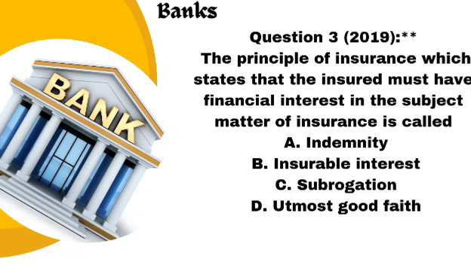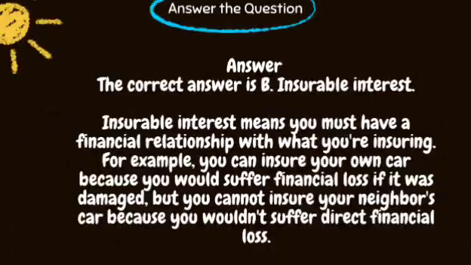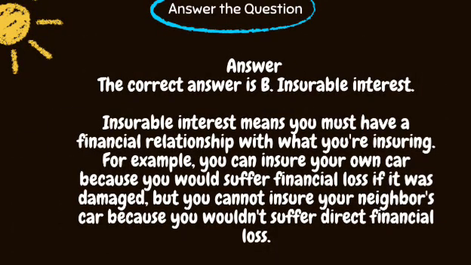Let's begin. The principle of insurance, which states that the insured must have financial interest in the subject matter of insurance, is called dash. A, indemnity. B, insurable interest. C, subrogation. And D, utmost good faith. What's our answer? Our correct answer is option B, which is insurable interest.